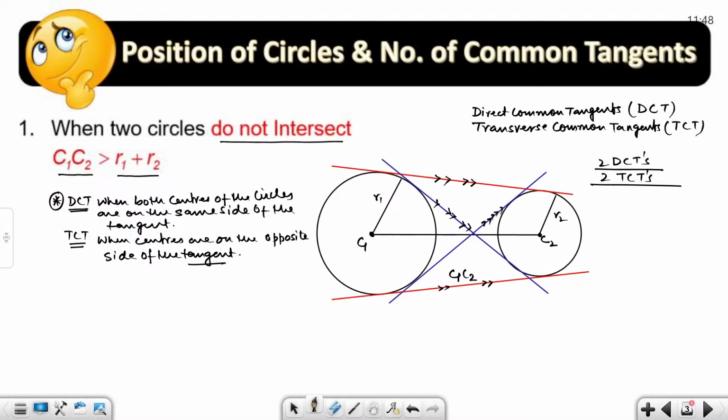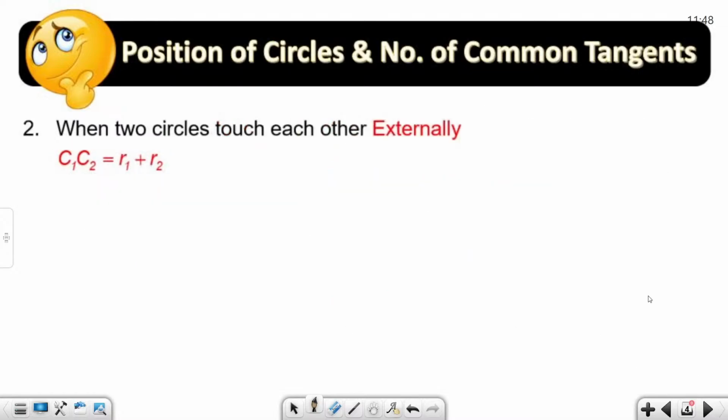And the condition is what? C1C2, that is the distance between the two centers of the two given circles, will be greater than the sum of their radii. Okay? Let us consider the second case.